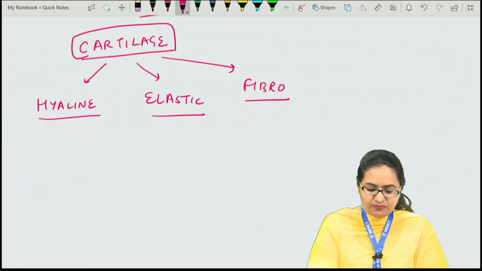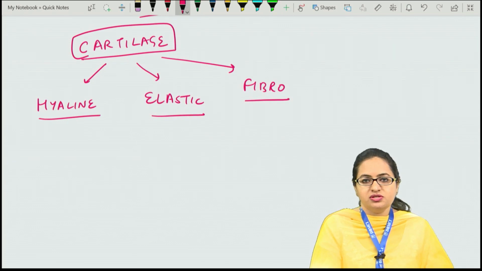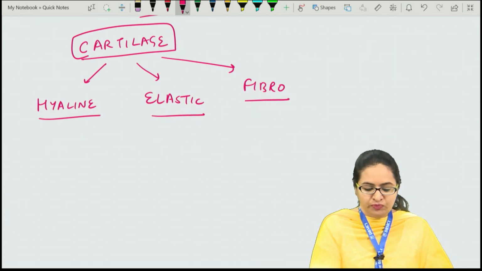All of them have matrix, cells and fibers. In the hyaline cartilage, we predominantly have collagen fibers, but it appears homogeneous because the refractive index of the collagen fibers is the same as that of the matrix. And a characteristic feature of the hyaline cartilage is that the chondrocytes in the lacunae are present in groups of 3 or 4, termed a cell nest.